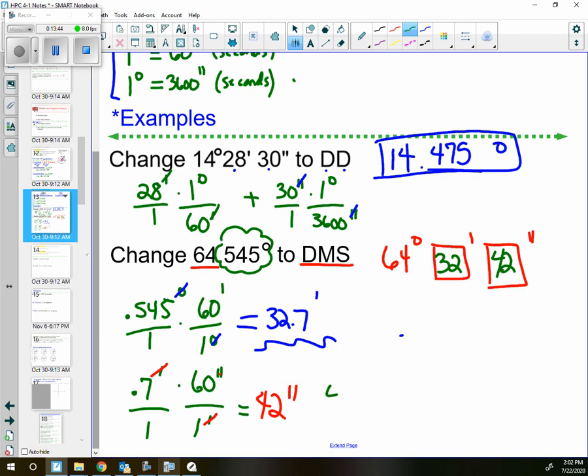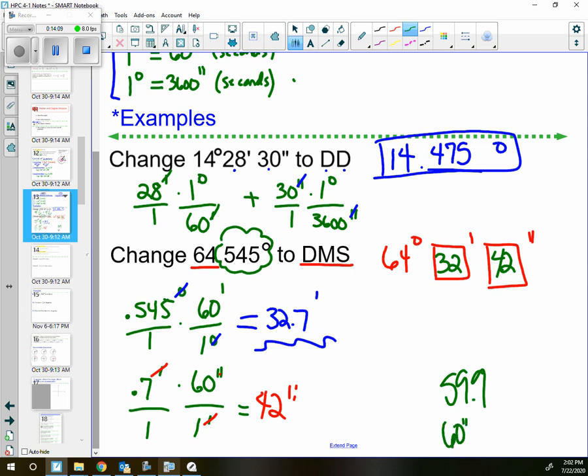If you would have ended up with 42 point whatever, 7, follow your regular rounding rules. I would probably just round this to the nearest second. I would round it to 43. Or if it ended up to be like 42.1, I would have rounded it to 42. Now, if you get to the situation where, and this will come up, what if you end up with 59.9? Well, that would round up to 60.